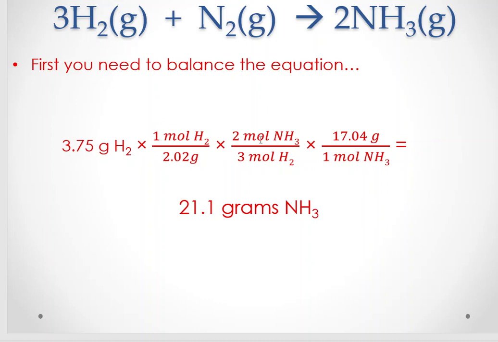Step three, mole ratio, okay? Coefficient of what you're looking for goes on top. I wanted ammonia, so 2 moles of ammonia on top. The coefficient of what I already have goes on bottom, 3 moles of hydrogen on the bottom.